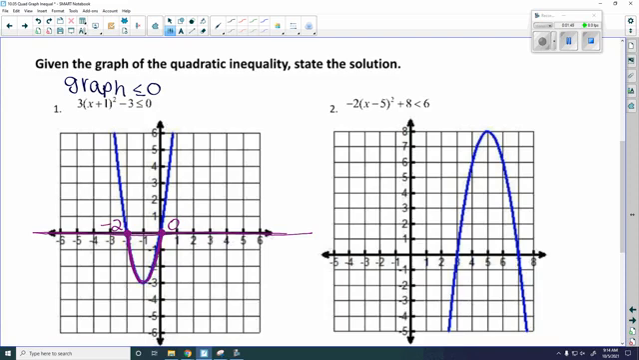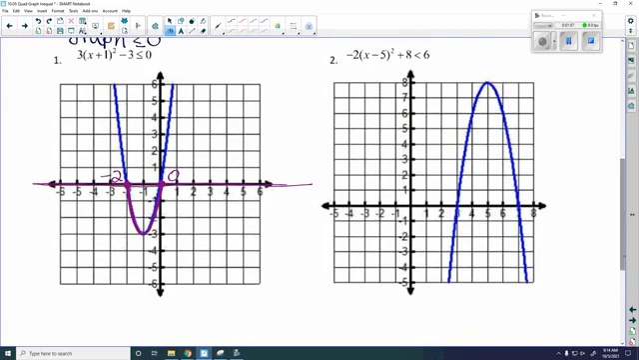Now, is that one section of the graph or two? One, right? That's one chunk of the graph, so it's going to be an and or an or? And. One section is an and. So we're going from our 2 points, -2, 0. And our problem has or equals to, so we'll put or equals to. There's your solution.